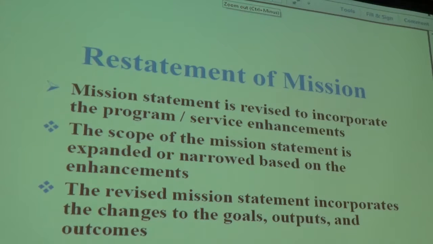The scope of the mission is either going to be expanded or narrowed based on the program modifications that were made. So if the program modifications were extensive, and, say for example, programs were consolidated, then that means the mission statement needs to be expanded, because now you have multiple functions, multiple tasks and activities under one major program. If the scope of the program was narrowed, then the mission of the program needs to account for the narrower scope, and so the mission itself becomes more narrow.